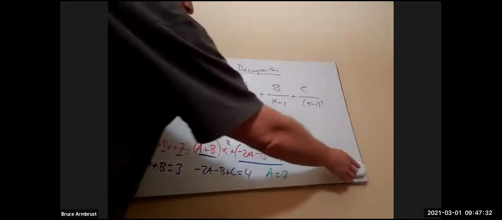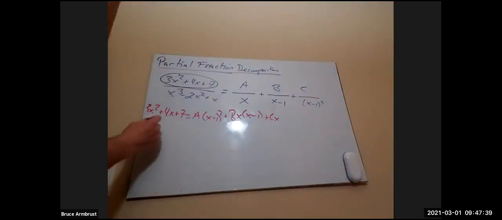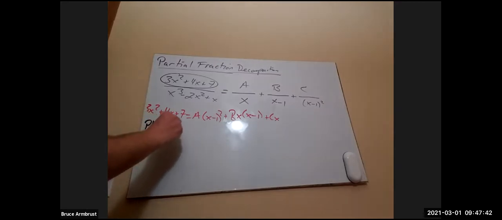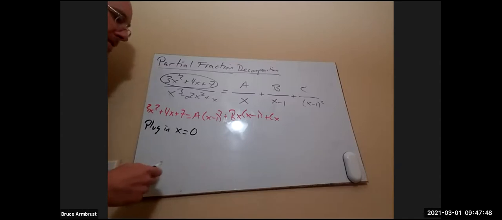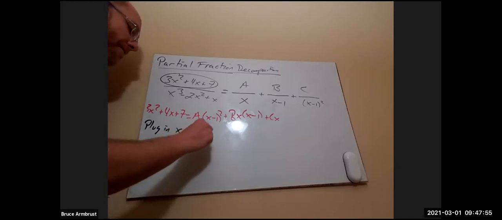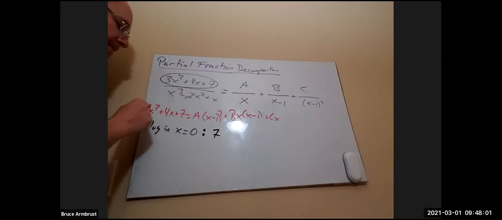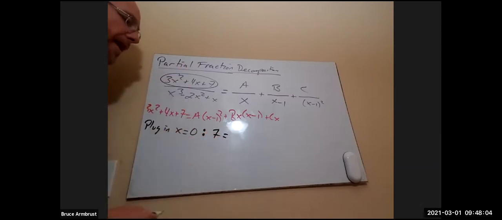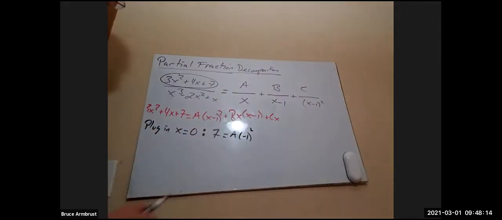All right, so here's how I'm going to do this alternatively. I'm going to plug in some numbers. So I'm going to start with x equals 0. I tend to like to plug in 0 anyway, but watch what happens when I plug in 0. On the left, I get just 7, right? So 0 plus 0 plus 7. On the right, check out what happens. I'm going to get a times -1 squared. I'm going to get b times 0 times -1. That's 0. And then c times 0 is 0.